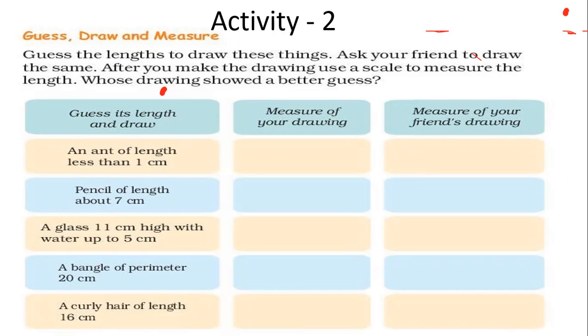Guess the length and draw the things. Ask your friends to draw the same. After you make the drawing, use a scale to measure the length. Whose drawing showed a better guess? So this is a group activity. Minimum 2 students have to do this. You choose your partner and do it. I want this group activity by next week. 2 members have to do this.